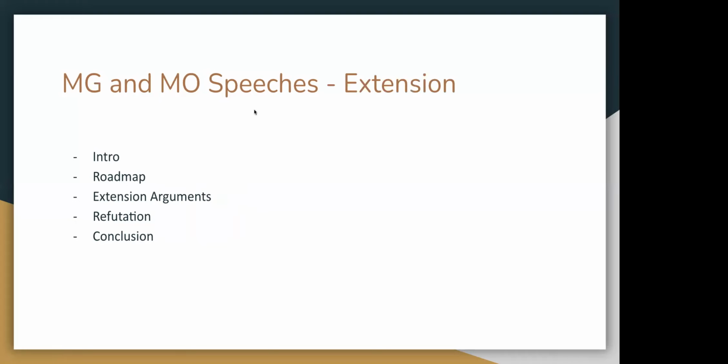The MG and MO speeches are also almost nearly identical, so I'll do those ones together as well. Intro, roadmap, your arguments, but remember your extension arguments. So at the beginning of those arguments, you would say our extension is as follows, and then you would just make your arguments as if you were making arguments, making sure to include in those arguments why they're differentiable from your front half. Your refutation, of course, of all the things that have been said, and then the conclusion of your speech, right?